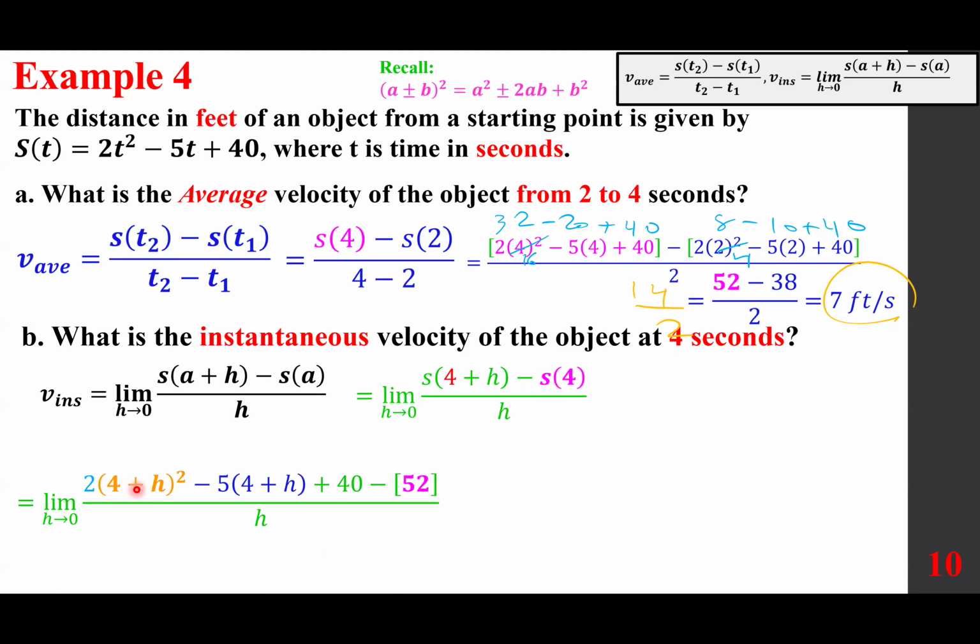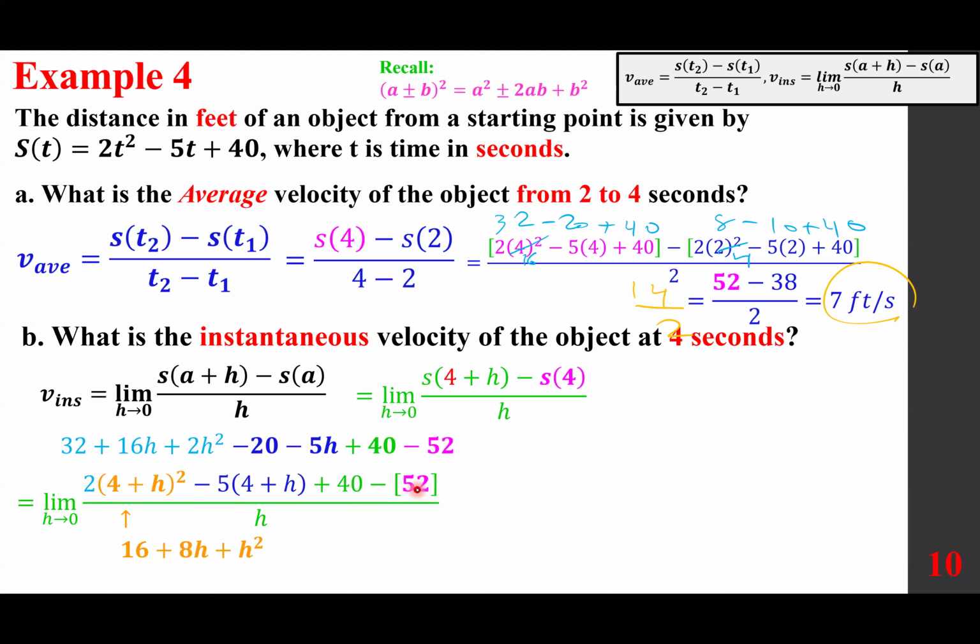This one, again, (a + b) squared is a squared, 16, plus 2 times 4 times h, 8h, plus h squared. We're going to distribute the 2. We get 32 plus 16h plus 2h squared. We're going to distribute the negative 5. We get minus 20 minus 5h plus 40 minus 52.